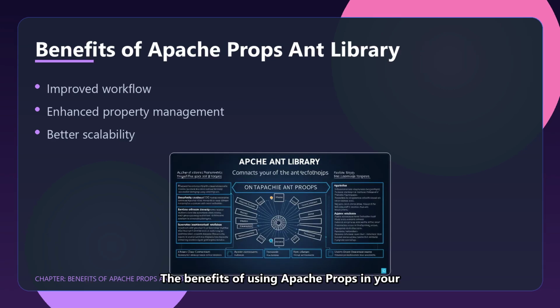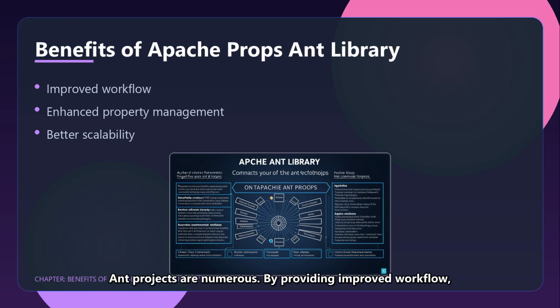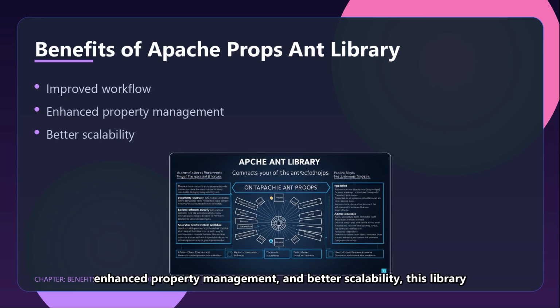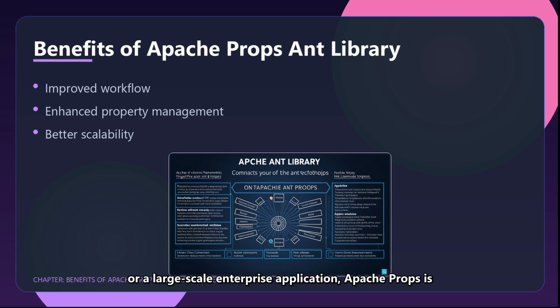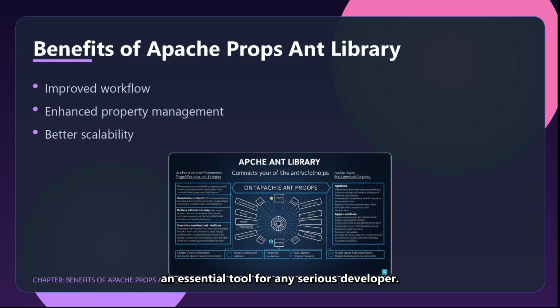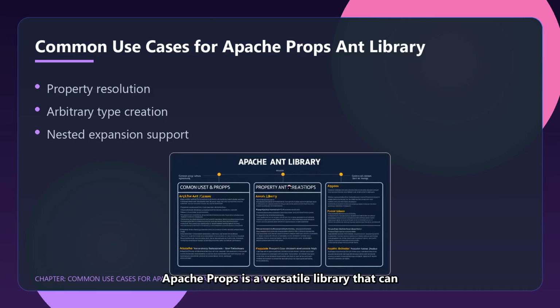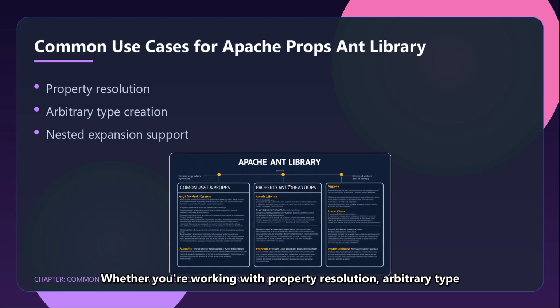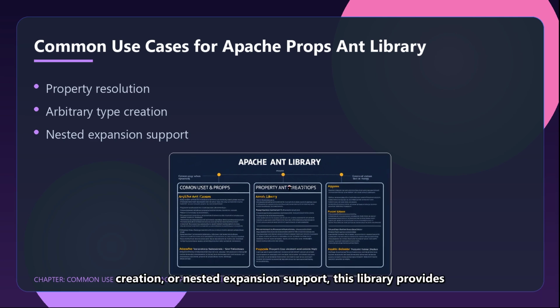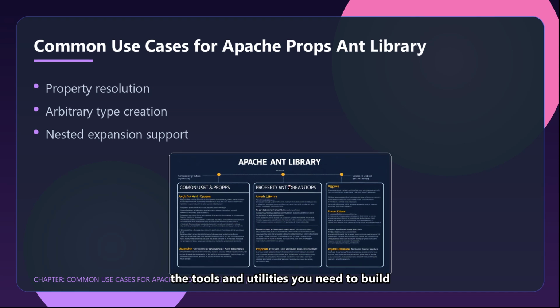The benefits of using Apache Props in your Ant projects are numerous. By providing improved workflow, enhanced property management, and better scalability, this library can help you build more efficient and effective applications. Whether you're working on a small project or a large-scale enterprise application, Apache Props is an essential tool for any serious developer. Apache Props is a versatile library that can be used in a variety of different scenarios. Whether you're working with property resolution, arbitrary type creation, or nested expansion support, this library provides the tools and utilities you need.